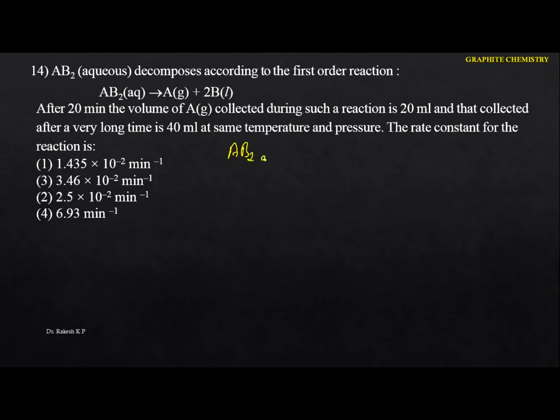AB2, aqueous, gives you A, which is a gas, and 2B, which is a liquid. Initially, that means the initial moles, I can write it as a for AB2, and for A this will be 0, and for 2B 0. At time t, that is after 20 minutes, I can write it as a minus x, and here it forms x, and this will be 2x.